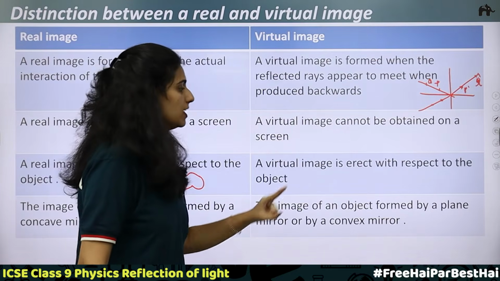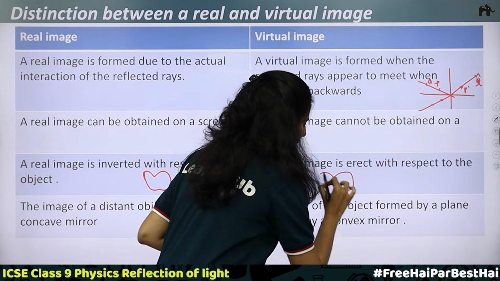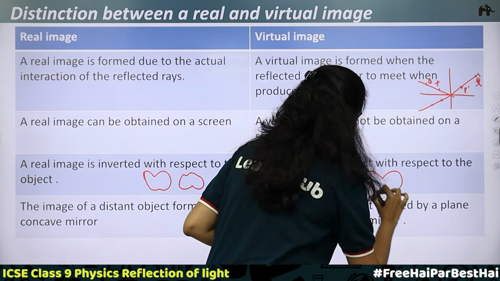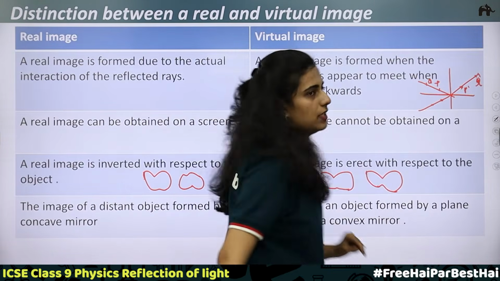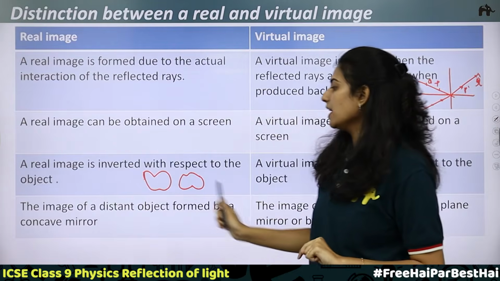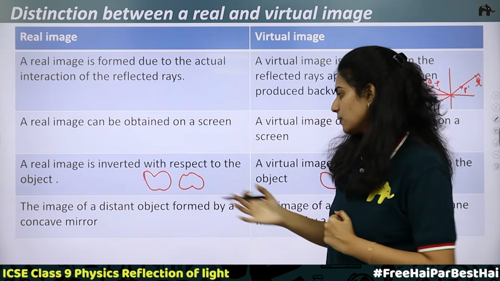A virtual image is erect with respect to the object. So, if this is the apple, similarly you will have a virtual image also. Same thing: the image of a distant object formed by a concave mirror. We will be discussing in detail the spherical mirrors, the two types of spherical mirrors.